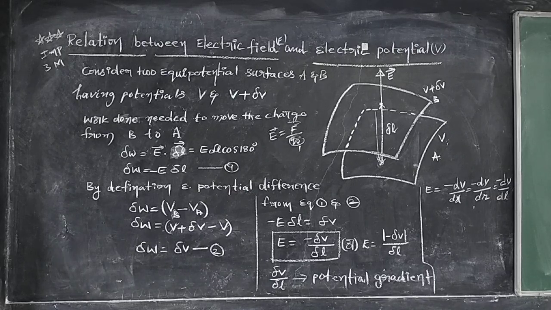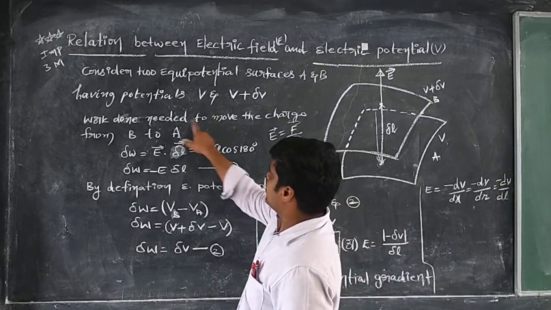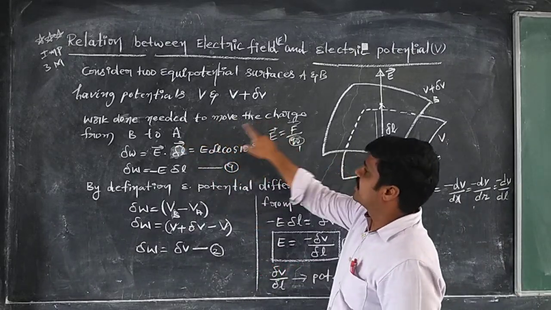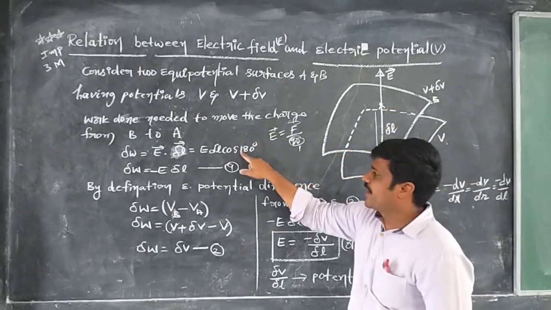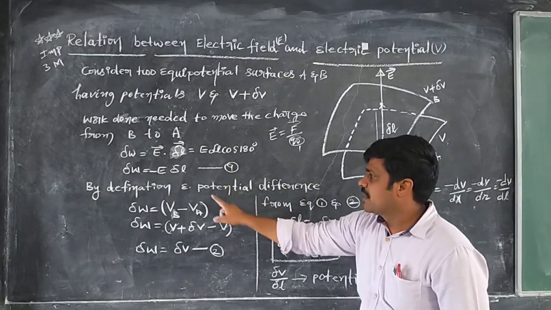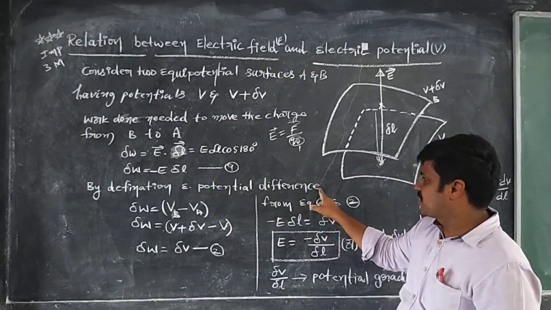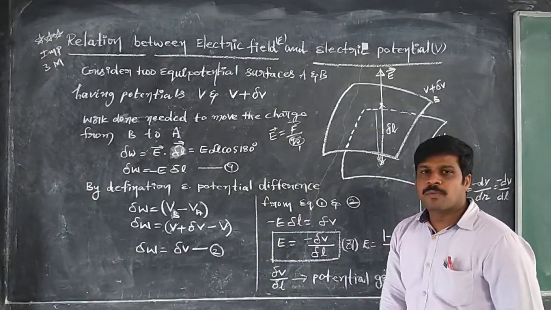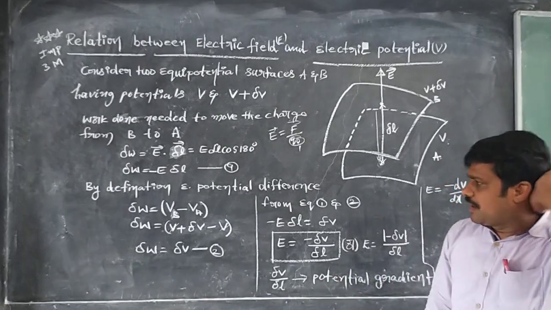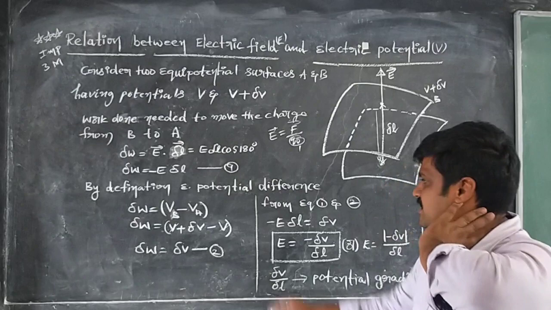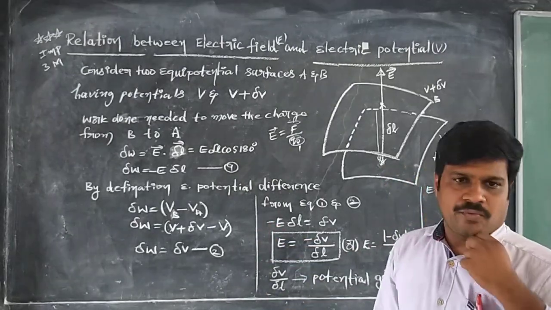Just remember the work done needed to move the charge from B to A. The charge is moving from B to A, so it is 180 degrees. That is the first equation. Now by the definition of electric potential difference, work done is equal to VB minus VA, which we can also write.